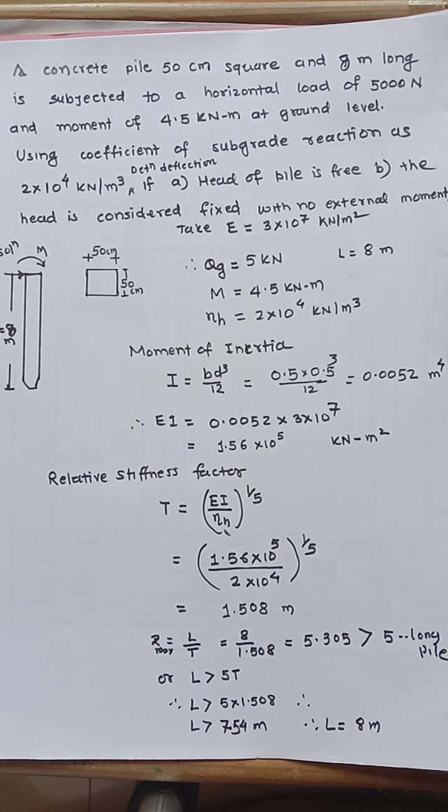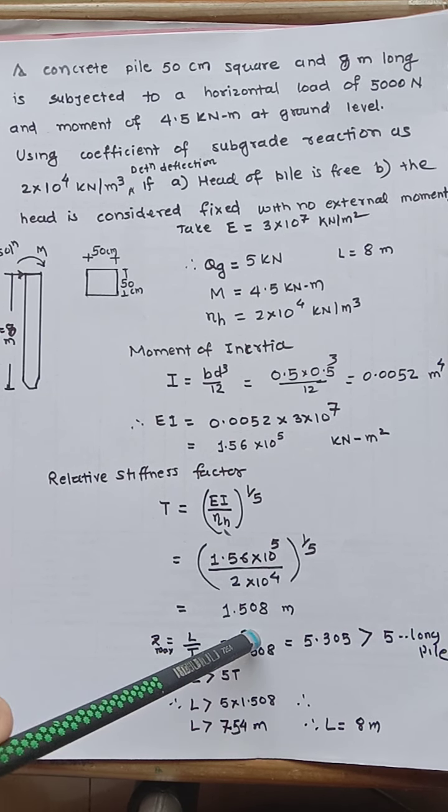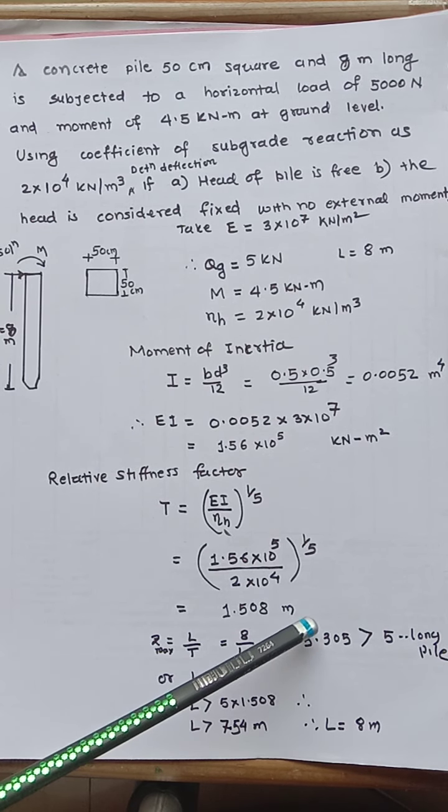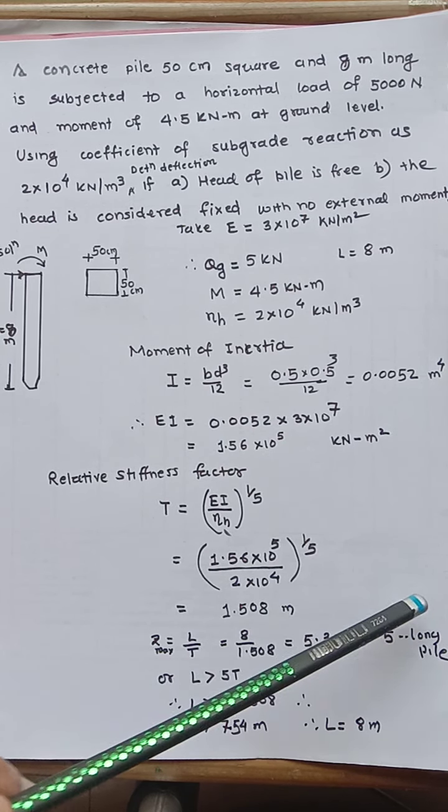So T is equal to EI upon NH, to the power 1 upon 5. EI value is calculated here. NH value is given as 2 into 10 raised to 4, and the power is 1 upon 5, so we get 1.508. Now this method is applicable for a long pile, so let us check whether it is a short or long pile. You can check it like this: Z max is equal to L by T. The length is given as 8 meter, T is 1.508, so you get 5.305. It is greater than 5, which means it is a long pile.